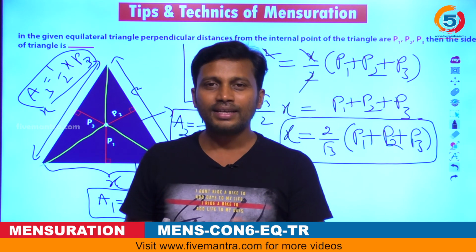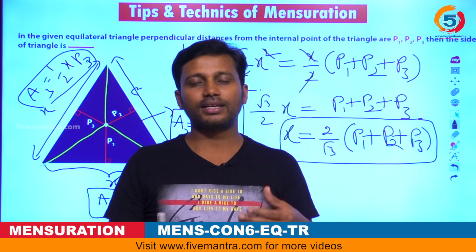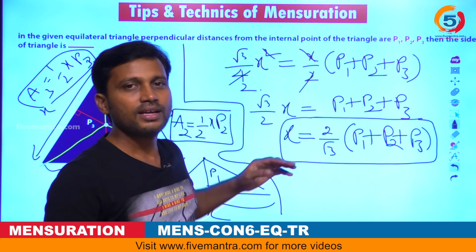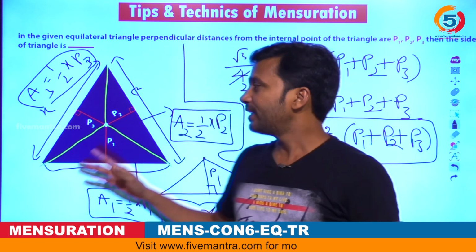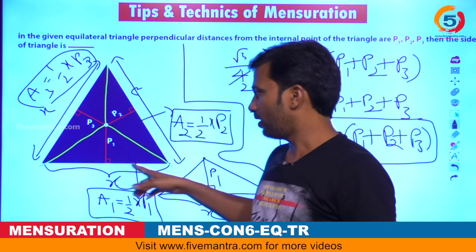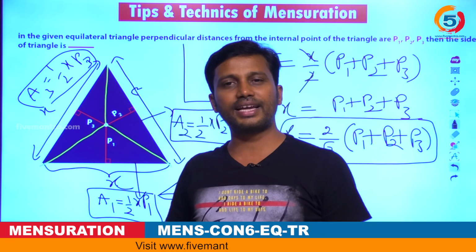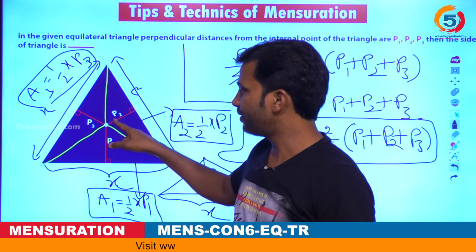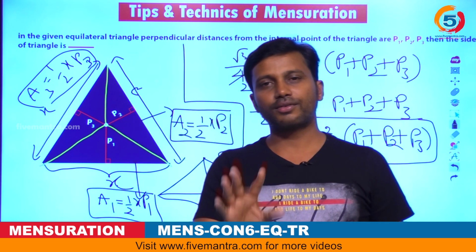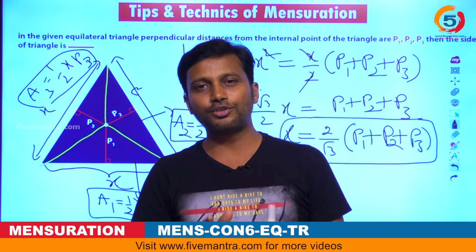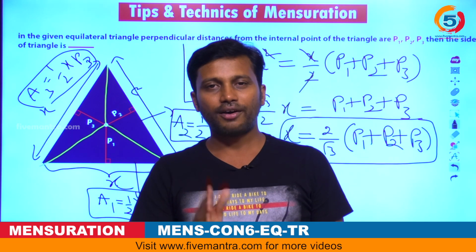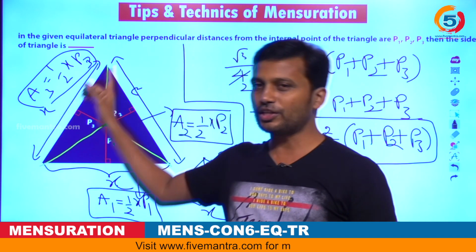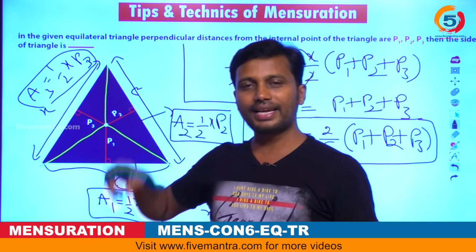And for finding that, once again, just a small explanation of what we did. Here we found the area of the equilateral triangle when x is a side, that is root 3 by 4 x square, and we separated it using these yellow lines into three triangles. Separately, those three triangles' areas were half x p1, half x p2, half x p3. Adding all of them, we also get the bigger triangle's area.